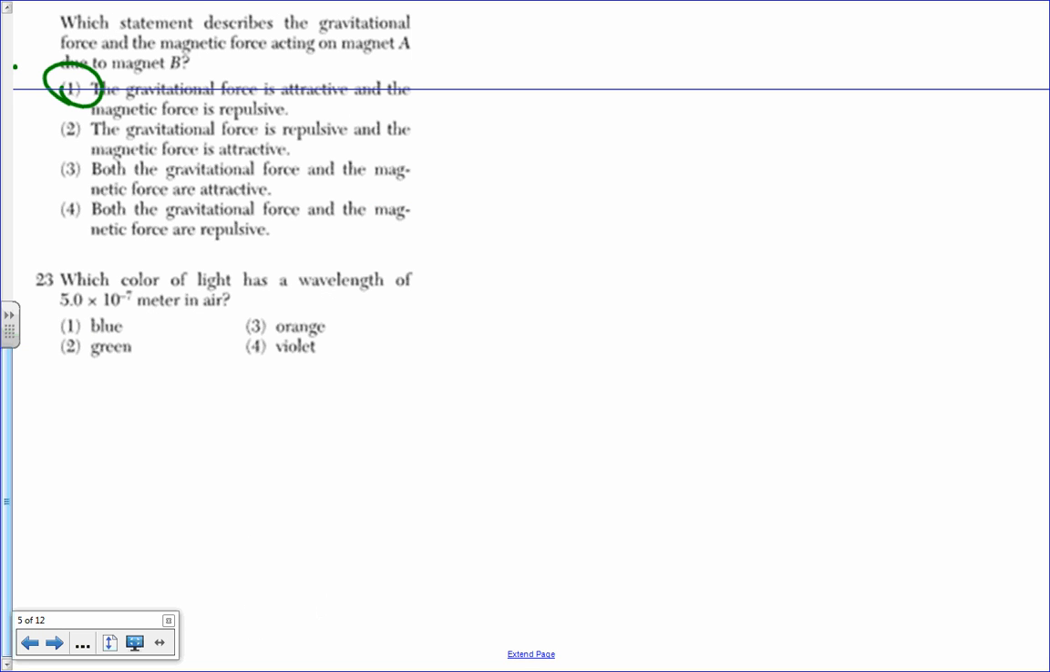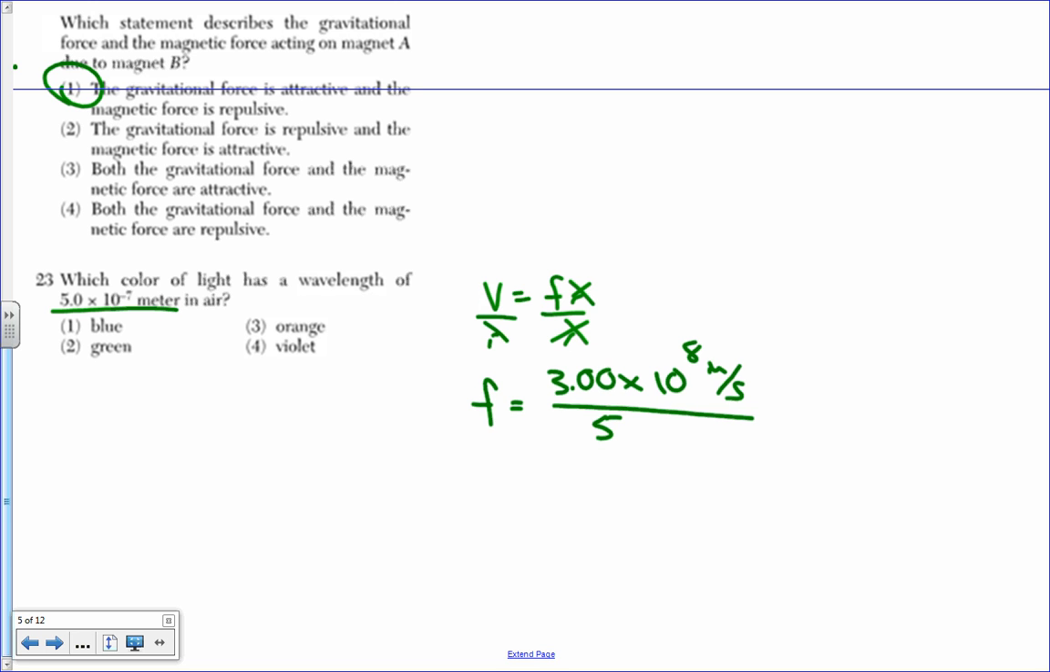If we're trying to figure out which color of light has a wavelength of 5 times 10 to the minus 7 meters in air, that's my wavelength. And so what I'll need to do is find my frequency that corresponds to that, because in our reference tables, the colors of light are defined by their frequency. So if I divide by wavelength, I have to ask myself, what v am I talking about? Well, that would be the speed of light. So 3 times 10 to the 8 meters per second divided by 5 times 10 to the minus 7 meters. And if you do that out and then look up which color that frequency corresponds to, see.